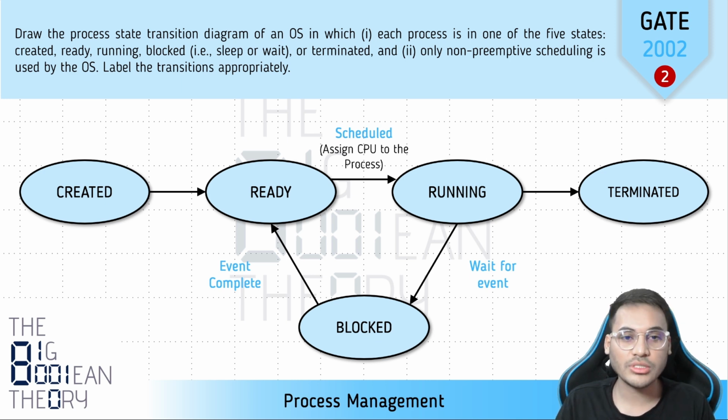It's a fairly simple question. You just have to understand what the different states in the process transition diagram are, and what the nature or significance of the different transitions in such a diagram is.